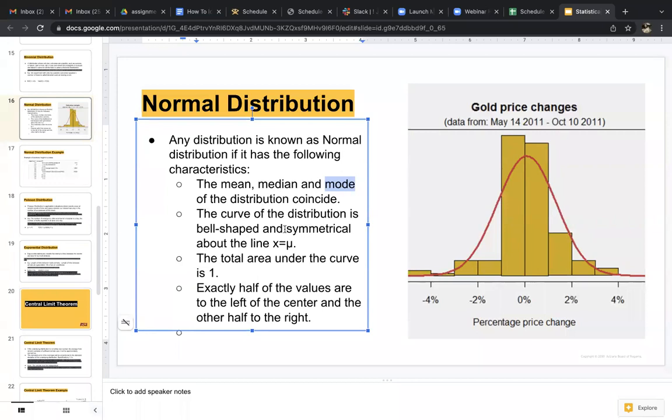The curve of the distribution is bell-shaped and symmetrical about the line x equal to sigma. So this one, you can see, is bell-shaped. This is nothing but a normal distribution. If you draw a central line, that will be nothing but your line of symmetry, as we call it. The total area under the curve is ideally 1. Exactly half of the values are to the left of the center and the other half to the right. So your line of symmetry divides the entire normal distribution into two halves, one at the left side, one at the right side, both exponentially decreasing.